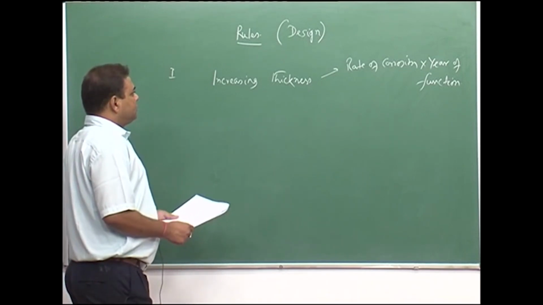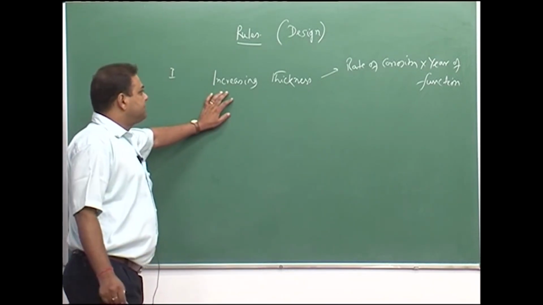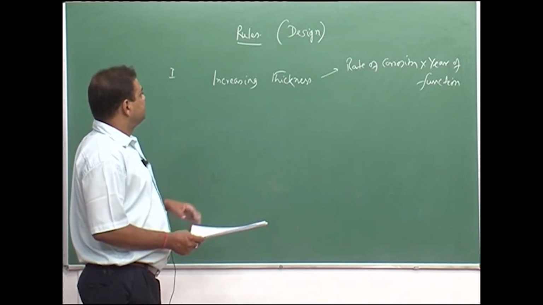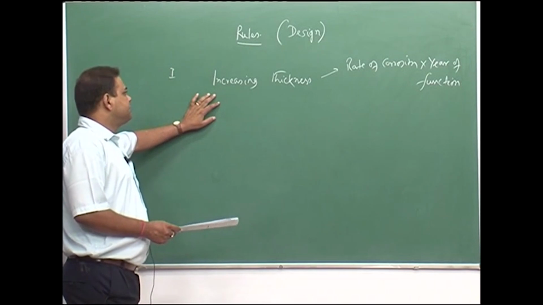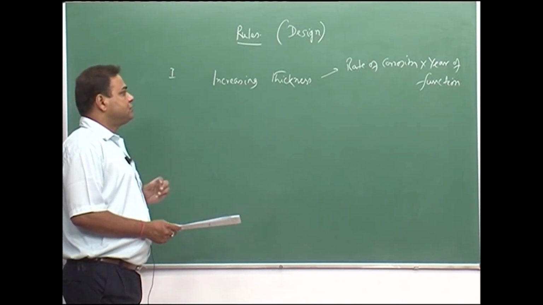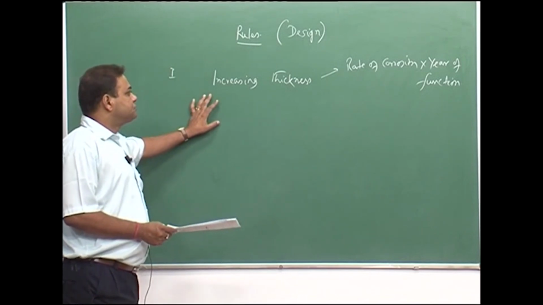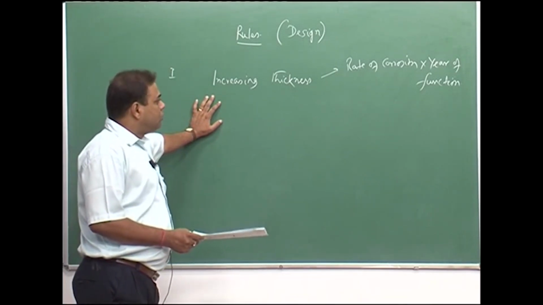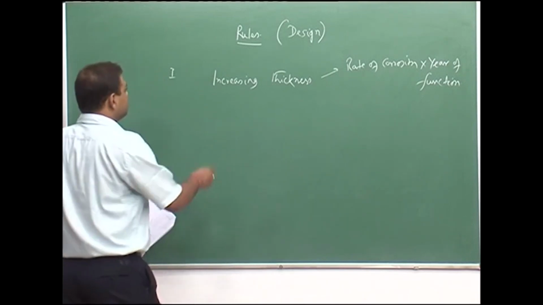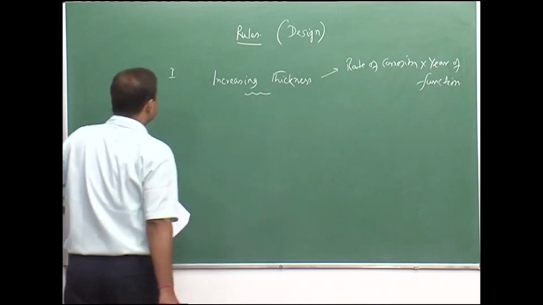Of course, it involves a little extra cost because we are increasing the thickness of the material, but that extra cost can be minimized if we have a proper control or proper protection mechanism employed in that particular system, or proper monitoring of corrosion. So, this is rule number 1, which is increasing thickness.